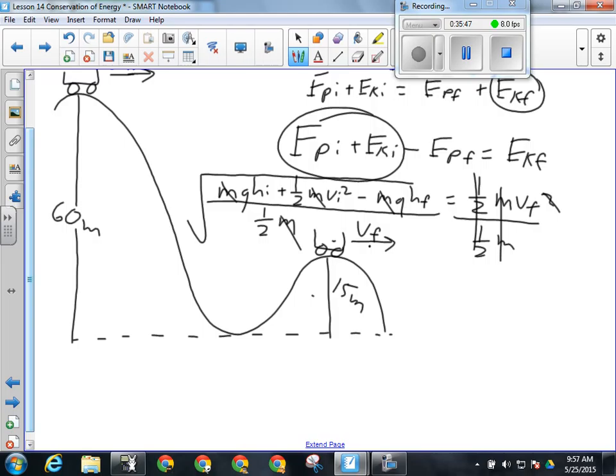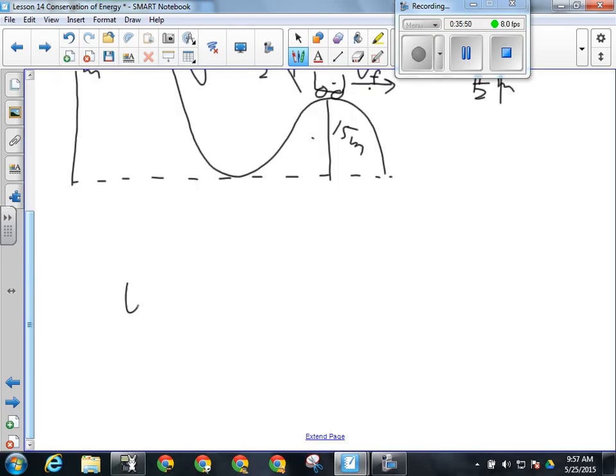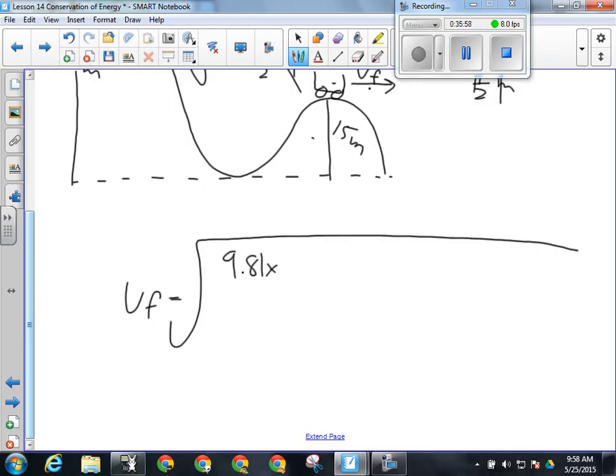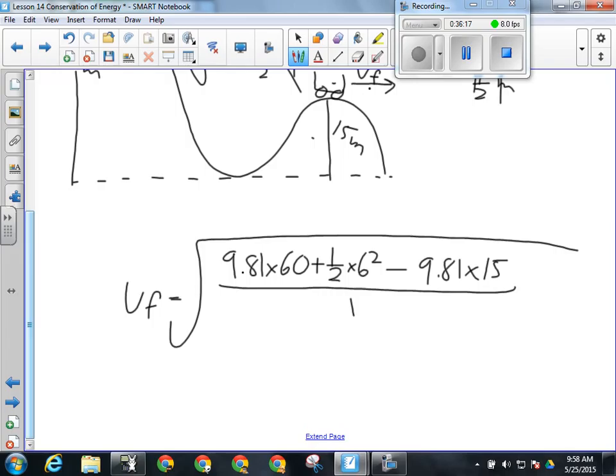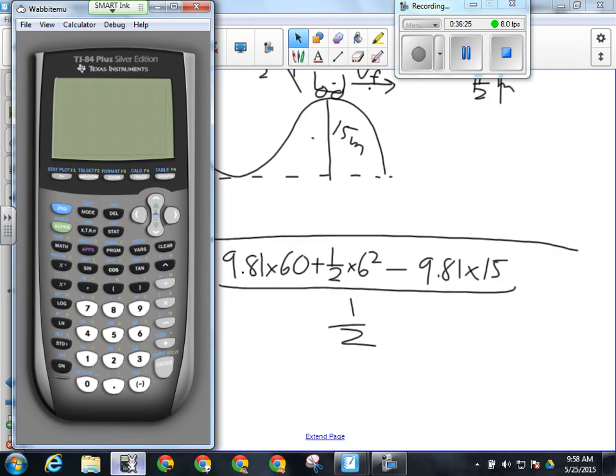All right, so now we got a bit of number plugging here. We start out with GHI, so 9.81 times 60, our initial height, plus the initial kinetic energy, so that's 1/2 times 6 squared, because that was our initial speed. Then we got to subtract the final potential energy, so that's 9.81 times the 15 meters of the smaller hill. And we're going to divide that by 1/2. And that'll give us the speed of the roller coaster at the end of the ride.